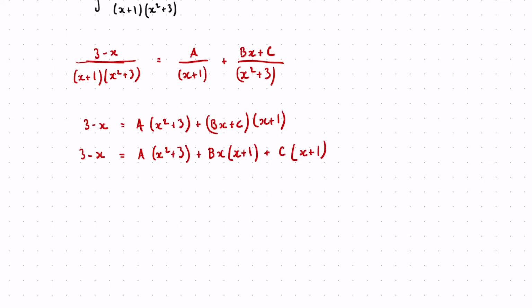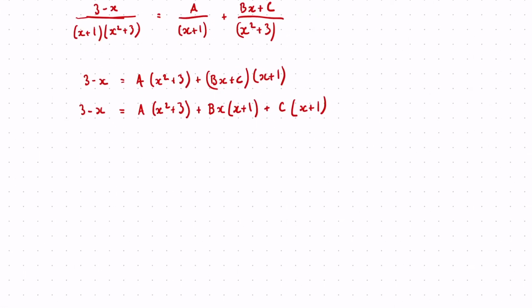Okay, now we need to do some cancelling out. So I'm going to start off by saying let x equal minus 1, so that I get rid of my B and C terms. So let x equal minus 1, so we get 3 minus (minus 1) is equal to A times (minus 1 squared plus 3), and the B term and the C term will disappear, which is going to leave me with 4 is equal to 4A, so A is equal to 1.